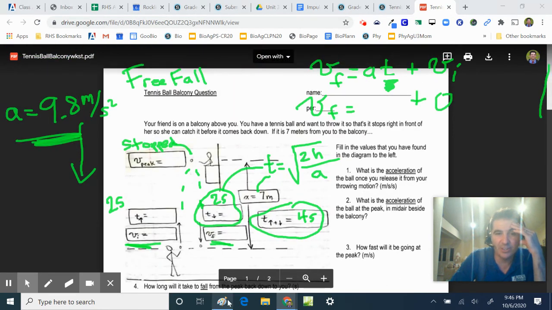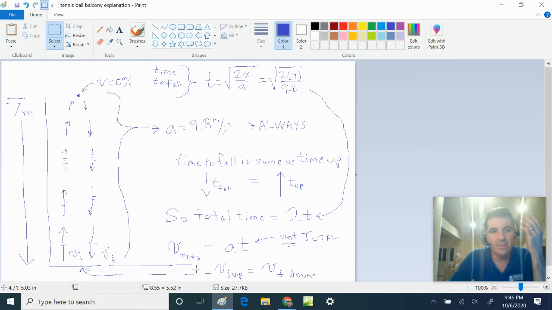Okay, what else we got? I got this here. So this is just another way to look at it. I have 7 meters. It goes up slower, slower, slower. It stops. At the top, it's going 0. It speeds back down at the bottom. A is 9.8 meters per second squared always. The time to fall is T equals the square root of 2x over A. In this case, that's 7 meters.